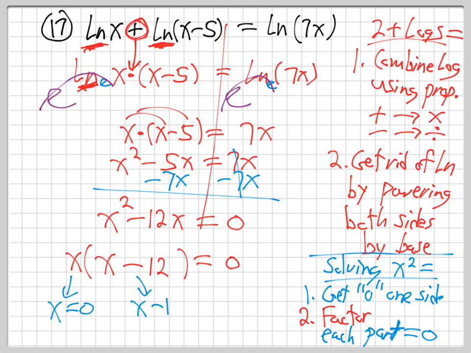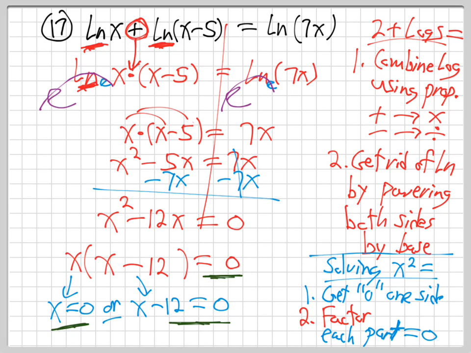Or the x minus 12 is 0. Now why can we go from one equation to two? Why can we set each part equal to 0? Remember the logic of that? If you have two things multiplying to equal 0, that means either one could be 0, right?